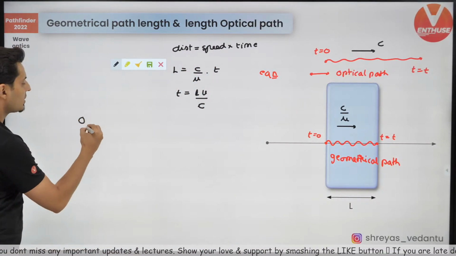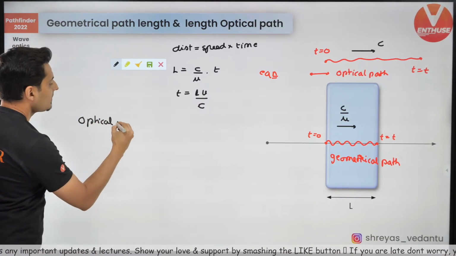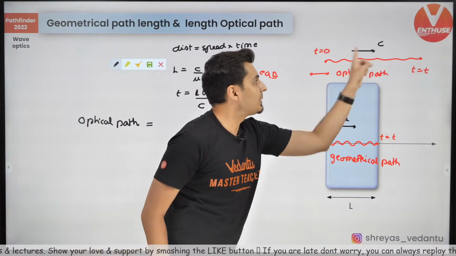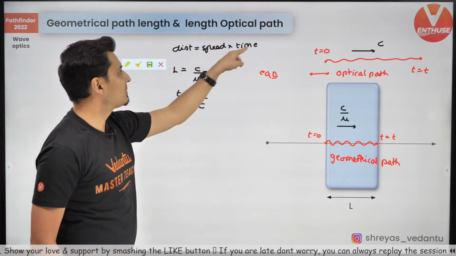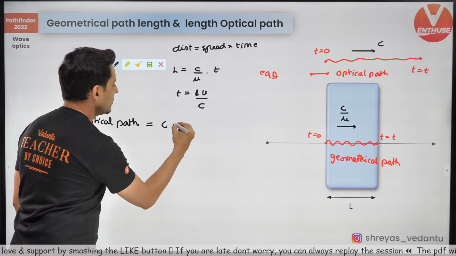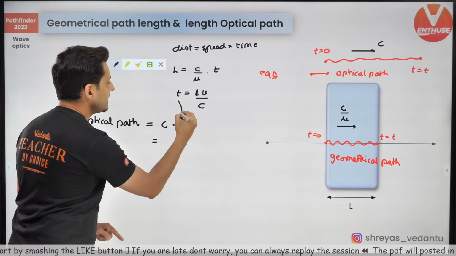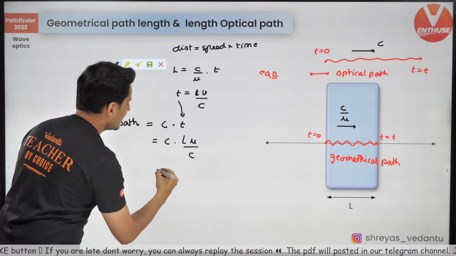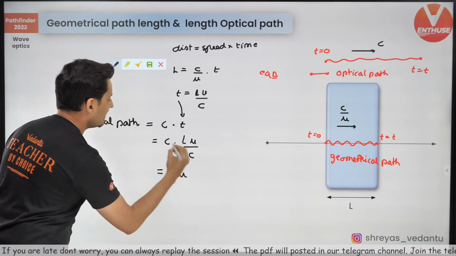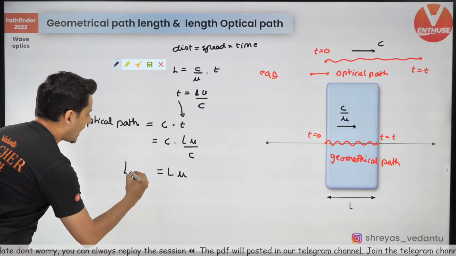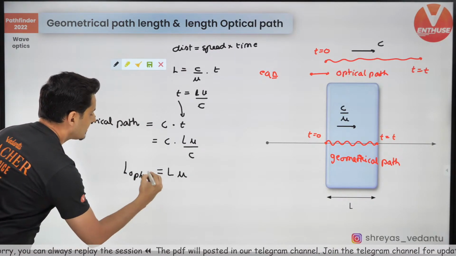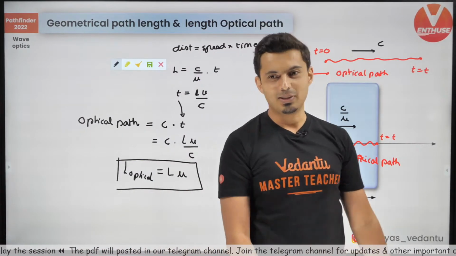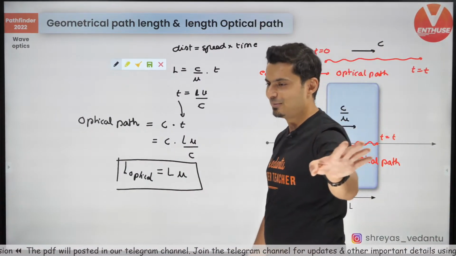Now, for this situation, let's find the optical path length. Optical path will be speed into time, since distance is speed into time. So c into t, and t is obtained over here: c into L mu divided by c. C cancels, so it will become L mu. So optical path length is the actual path into mu. Very easy to remember.